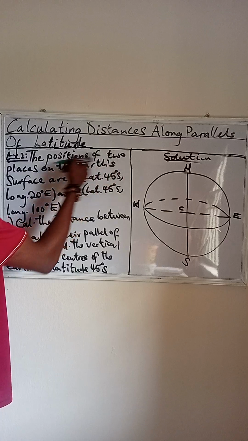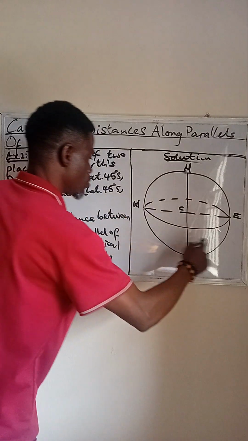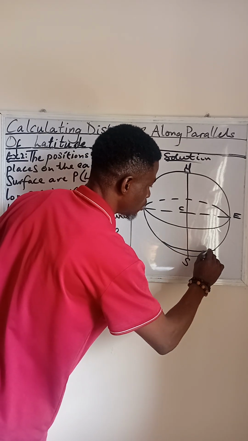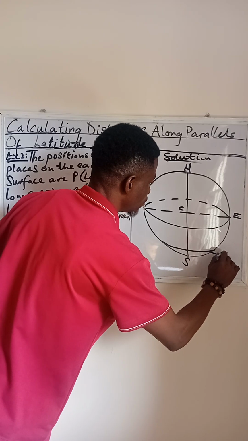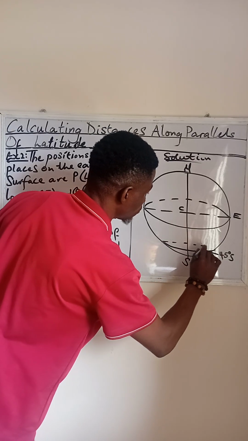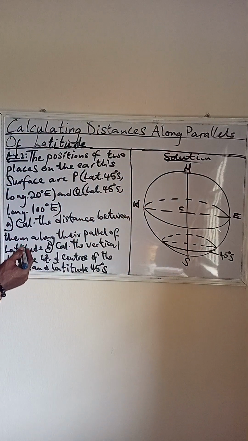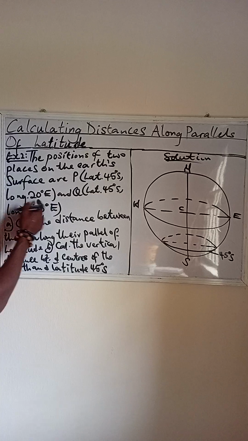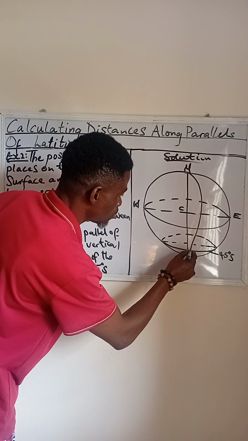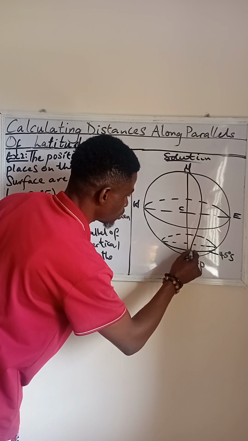Now let's go. The positions of two places on the Earth's surface are P, latitude 45 degrees. Just come here and draw it, latitude 45 degrees. Then longitude 20 degrees. This is the longitude. You just draw 20 degrees. So this is P, the point of intersection is P.